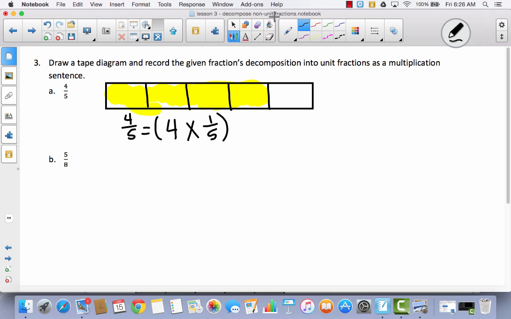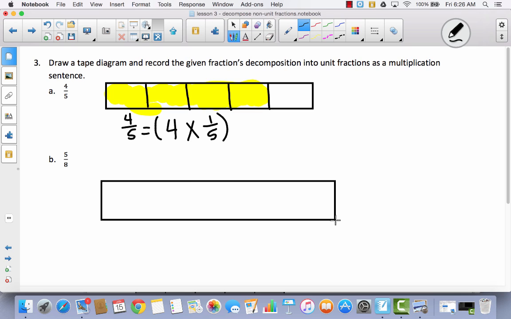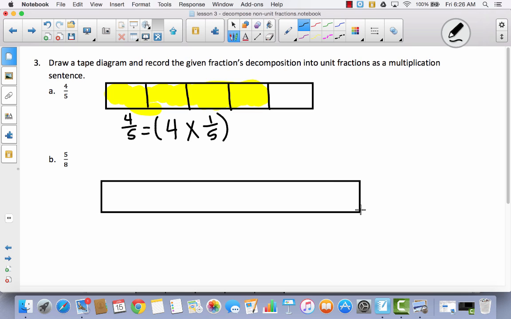If you feel like you can go ahead and try to do B by yourself, go ahead and then come back. The worst thing that happens is you get it wrong, and that's okay. We'll just erase it and we'll work on it together. All right, so my fraction says eighths. So I'm going to divide this into eighths.